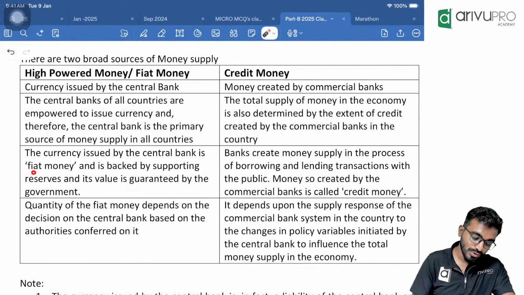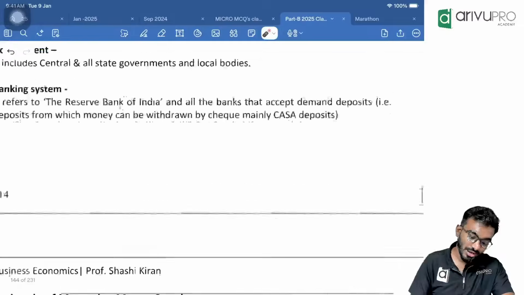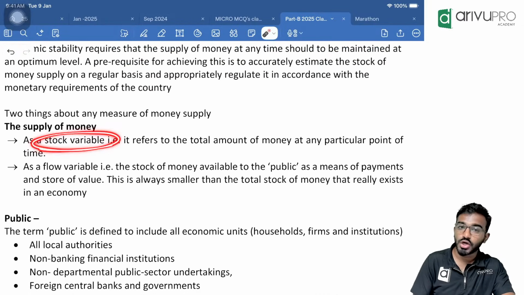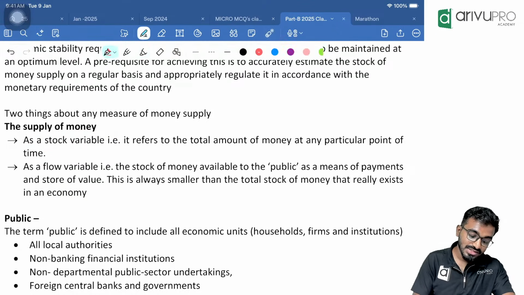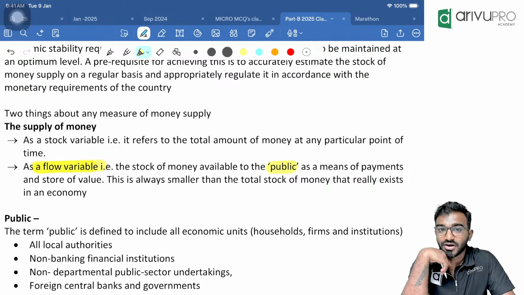The central bank issues fiat money, that is high powered money, by printing the currency and circulating it. Whatever currency notes are printed and circulated into the system, that is what we call a stock concept. Out of that, the money which is available with the public, in the public's hands for their transaction purposes, is a flow variable or a flow concept.